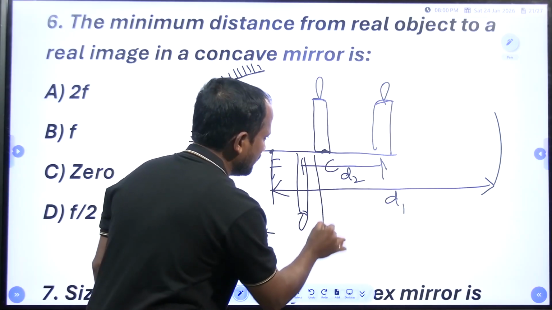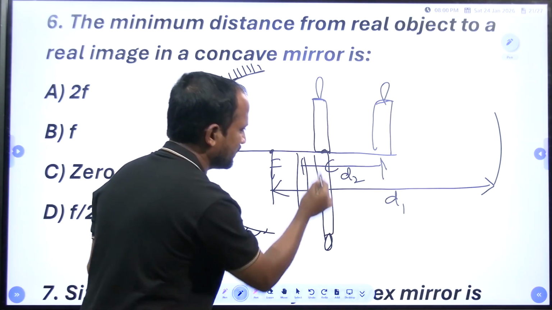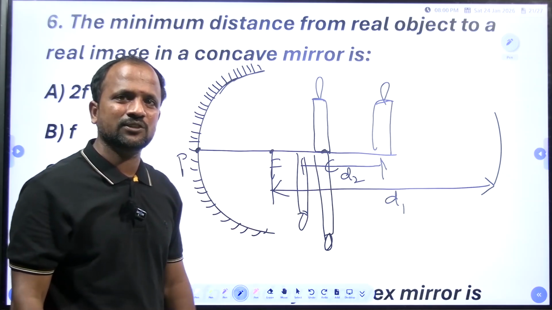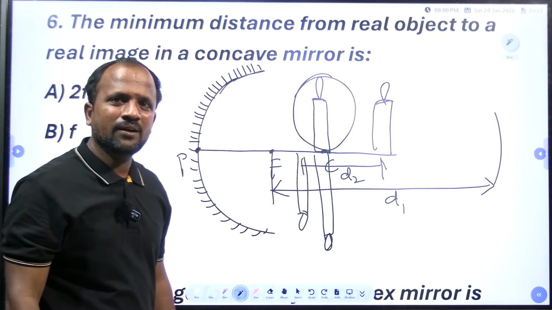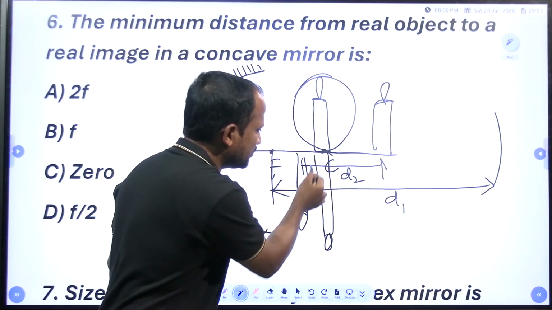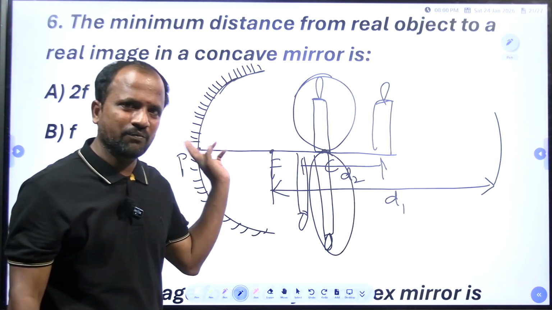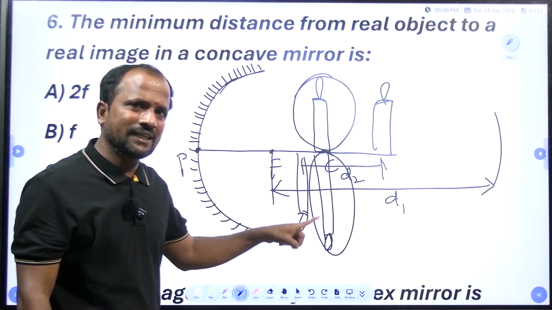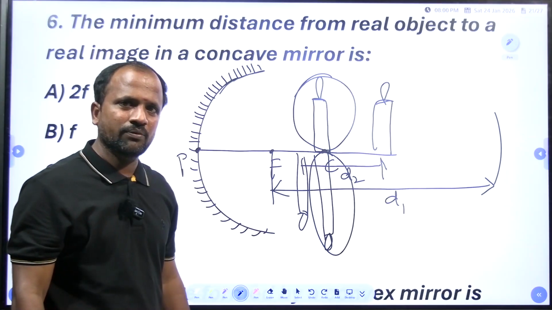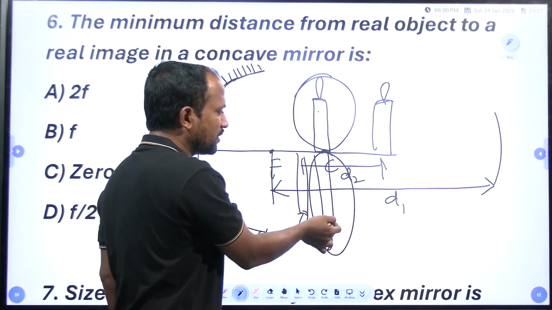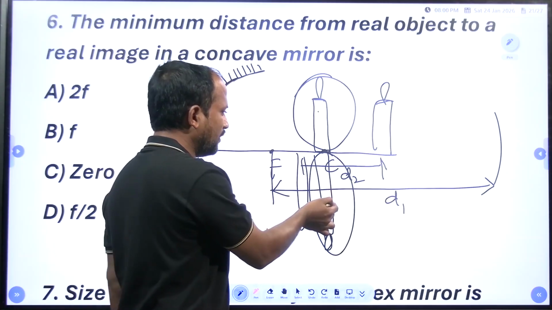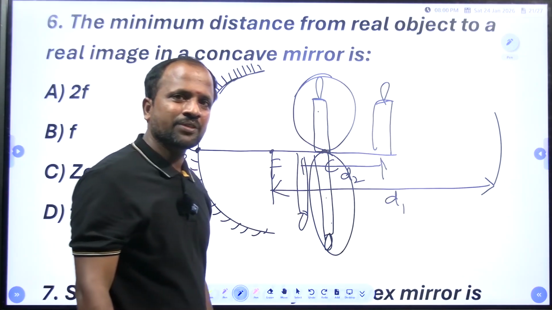Image is also formed on the center of curvature. At the center of curvature, the image is going to be formed. Now this is a real object and it is also a real image. Why? Because the reflected rays directly intersect, so the image is formed. This is also a real image.